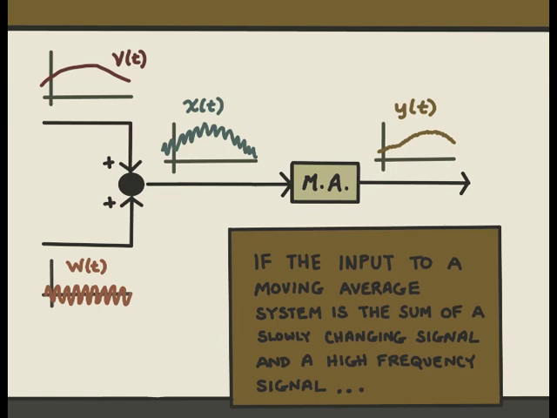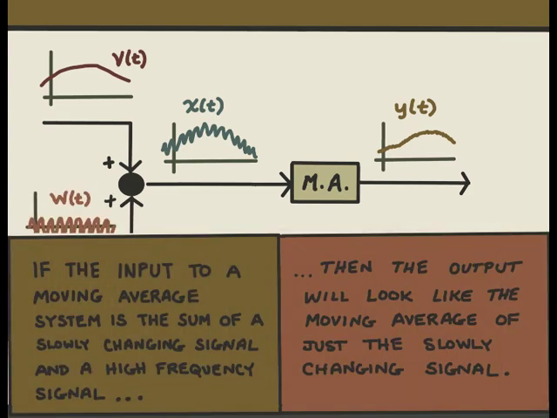Now let's look at the behavior of the moving average system when we have a different input. Suppose the input, x of t, is the sum of two signals. There's a low-frequency signal, v of t, and a high-frequency signal, w of t. What will the moving average system do with this input signal, x of t? What will y of t look like? In this case, the output will look just like the moving average of the slowly changing signal, v of t. W of t will be removed because its fluctuations will be averaged out.